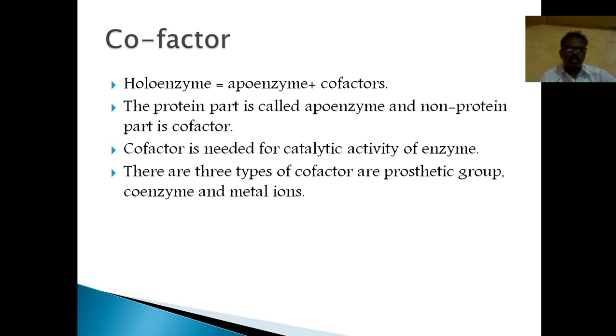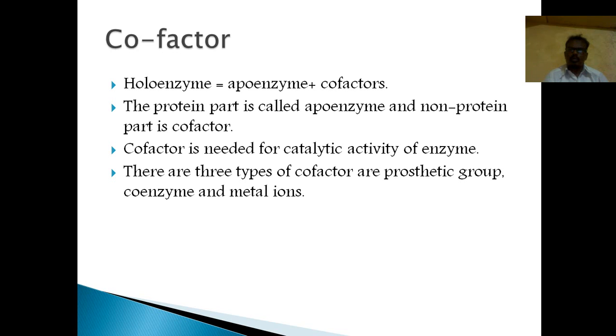Cofactors are needed for the catalytic activity of enzymes. Cofactor means the non-protein part. Enzymes with only the protein part are apoenzymes, or otherwise simple enzymes. Enzymes with both protein and non-protein parts are conjugate enzymes, otherwise holoenzymes. There are three types of cofactors: prosthetic group, coenzymes and metal ions.